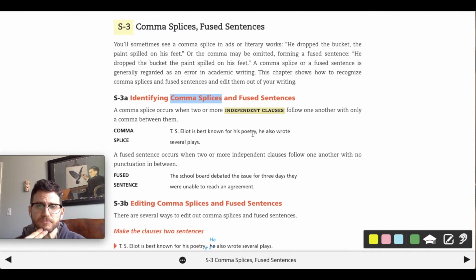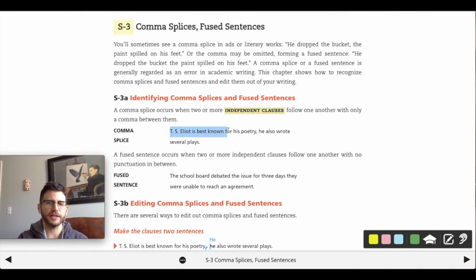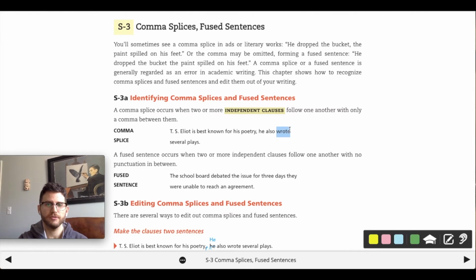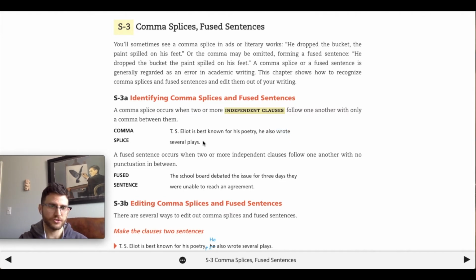So as your book tells you here, a comma splice is two or more independent clauses connected with a comma. Look here, you've got "T.S. Eliot is best known for his poetry." Complete thought. T.S. Eliot is my subject. What's my verb? It's the verb to be. So complete thought, subject, verb. And then also, "he," subject, "wrote," verb. And then the object is the plays.